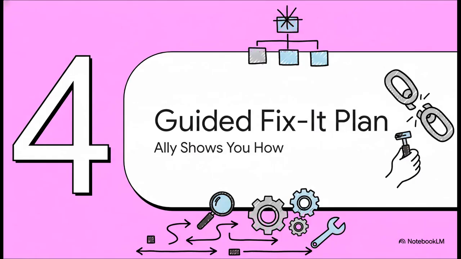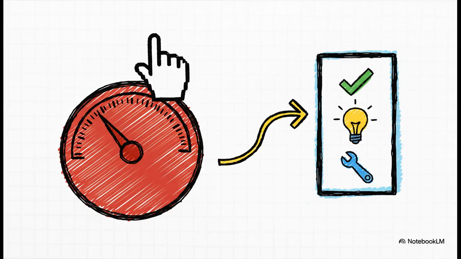Now, here's where the real magic of Allie comes in. It doesn't just point out problems. That's the key. It actually gives you a guided, step-by-step plan to fix them. It doesn't just say, hey, this is broken. It says, hey, this is broken, and here's exactly how you can fix it. And it couldn't be simpler. You see a dial that isn't dark green? You just click on it. That's it. That one single click opens up a feedback panel that's tailored to that specific file.